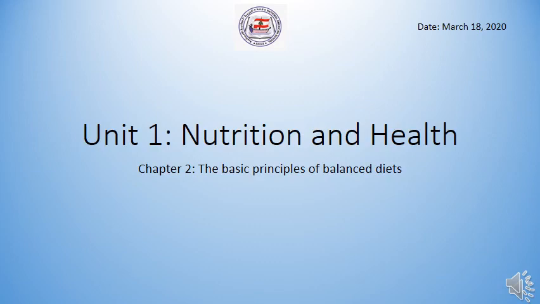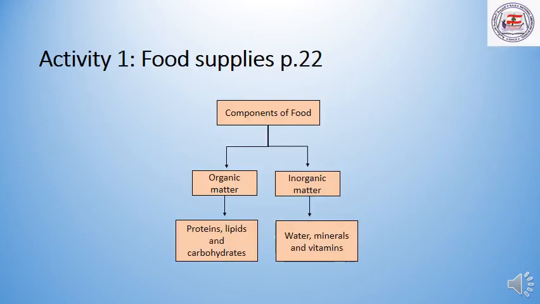We're gonna start with a new unit, Unit 1, Nutrition and Health, specifically Chapter 2, the basic principles of a balanced diet. To start with Activity 1, Food Supplies, please open your books to page 22.